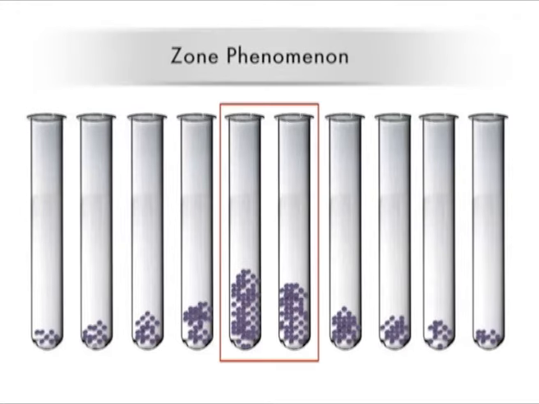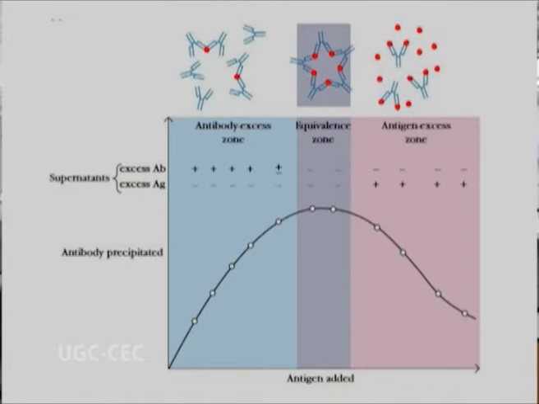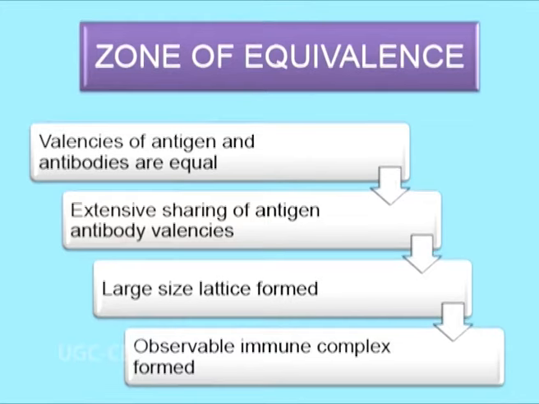In case of the middle tubes, large lattice is formed. The valencies of antigens and antibodies are nearly equal in these tubes. The size of lattice increases due to extensive sharing of antigen antibody valencies, which leads to large immune complexes. No small immune complexes are formed in these tubes. This is known as zone of equivalence.